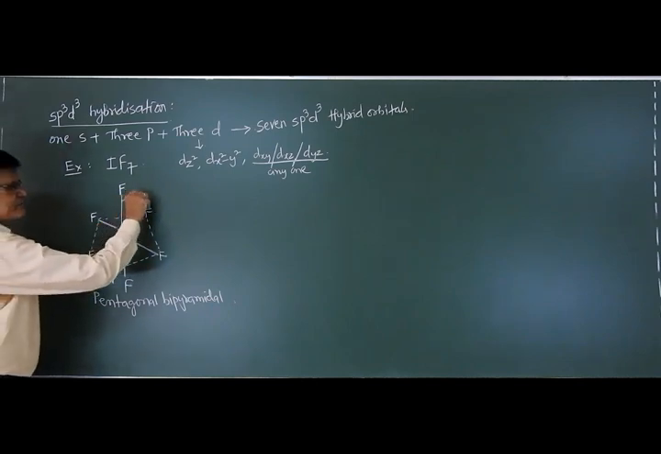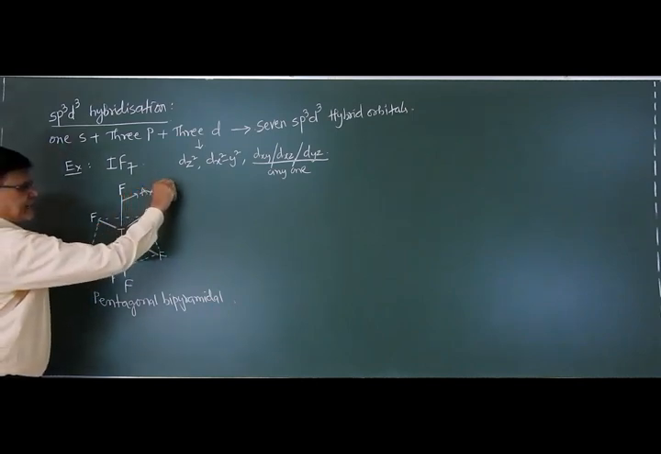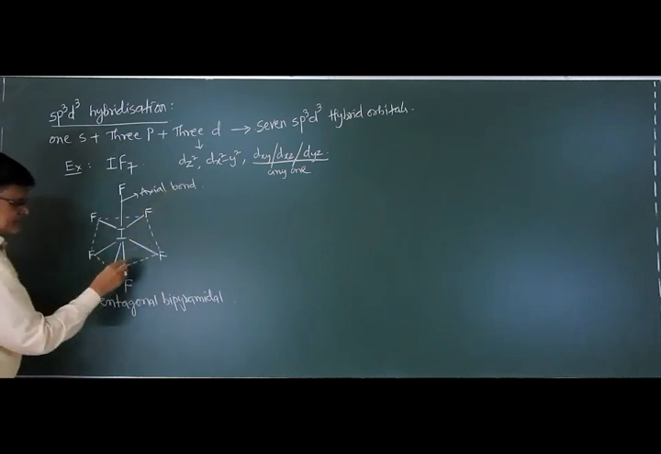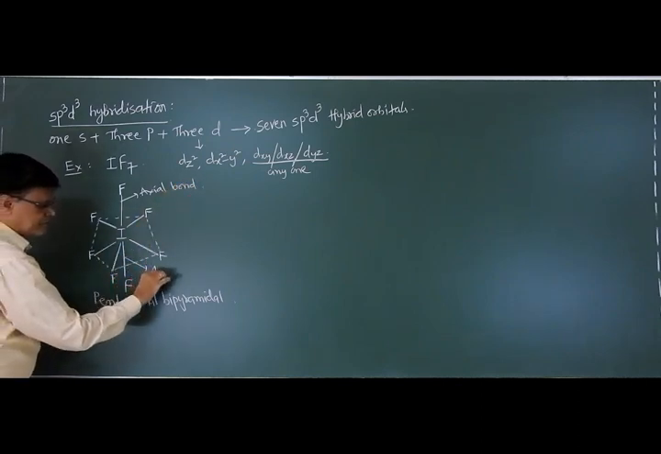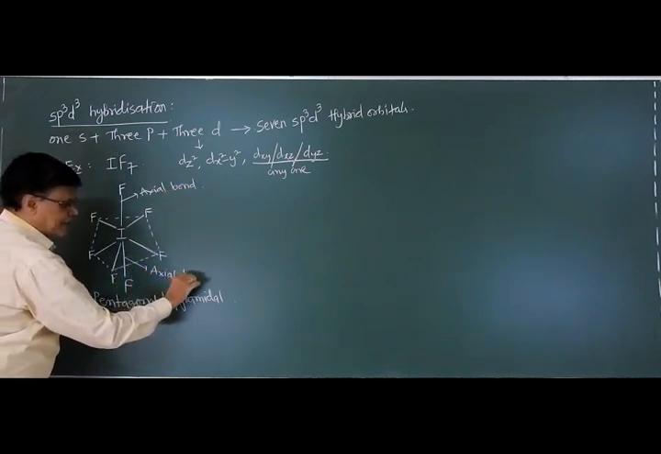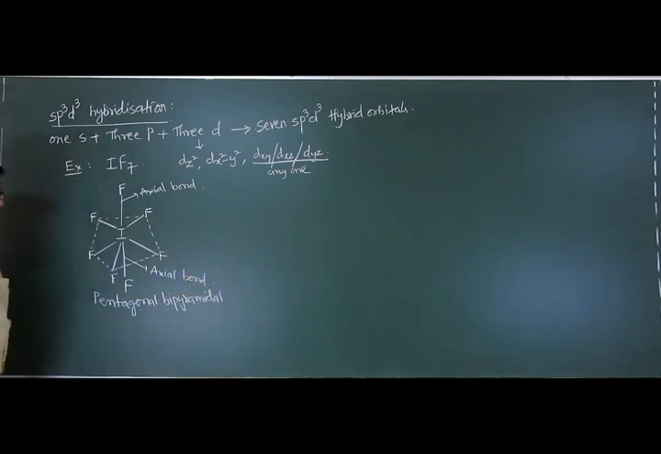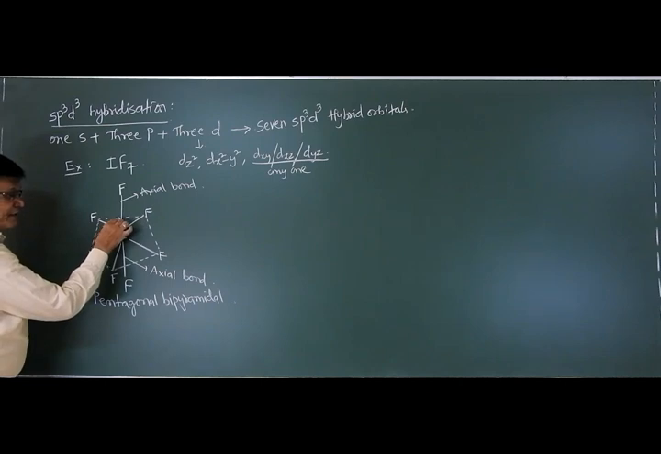This is the axial bond. This is also an axial bond. Now see here, what is the bond angle? Here it is 90 degrees. Here or here you can take a 90 degree bond angle.